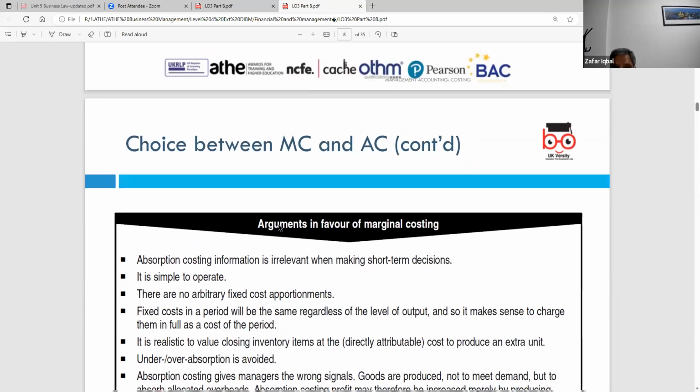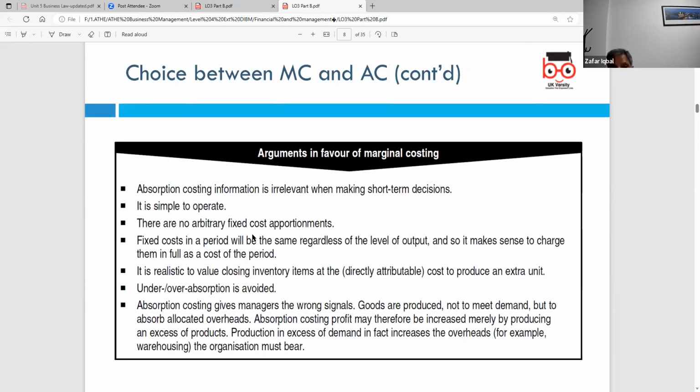Because it gives you a decision-making process. It gives you a short-term decision, and you need to recover your fixed costs quickly in order to make profits. The more contribution towards your fixed costs, the more profit you are going to generate, because you will sell more and recover more quickly. It will be better for cost production and for closing inventories, because they will be able to generate an extra unit of contribution towards your fixed costs.